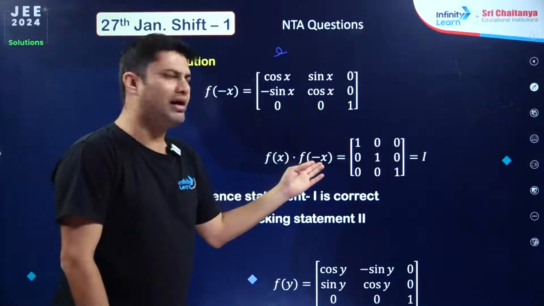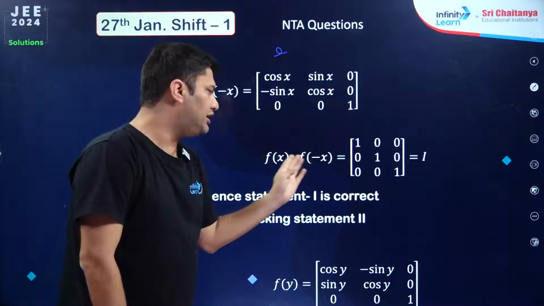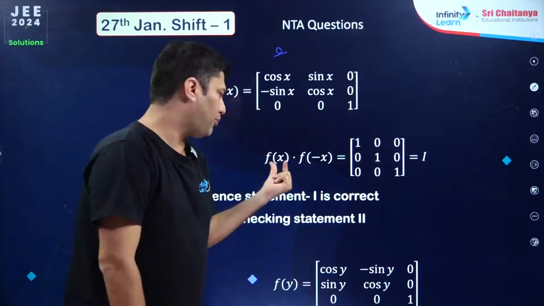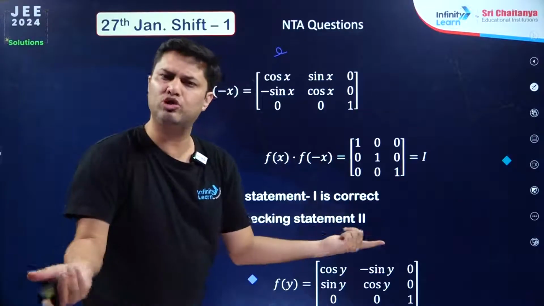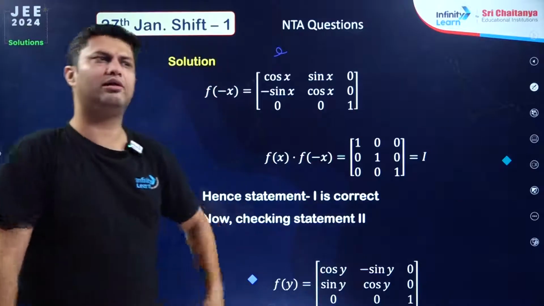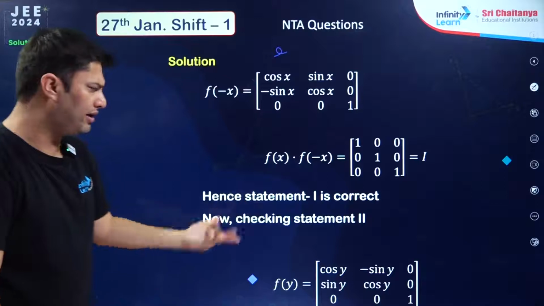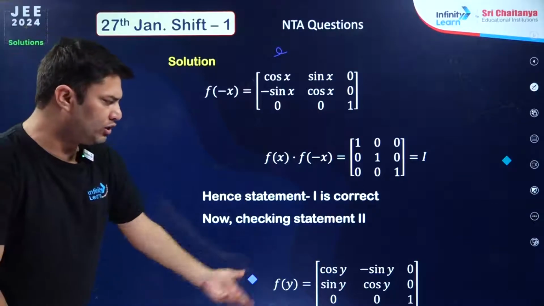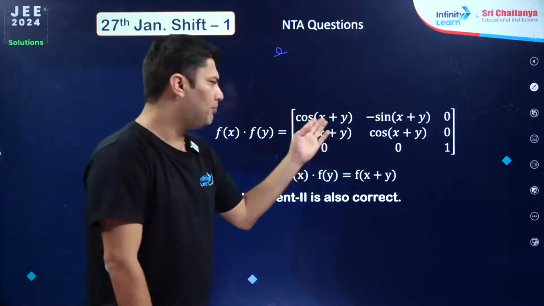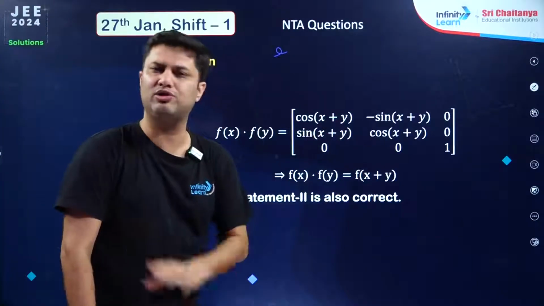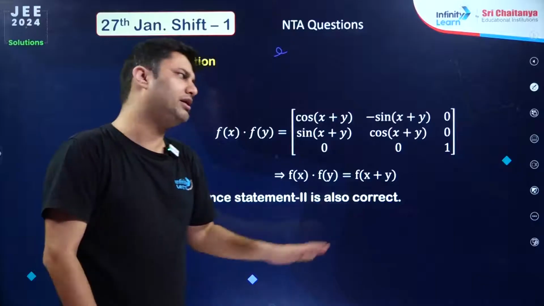F of x and f of minus x, the multiplication of these two will be equal to 1. And if the product of two matrices is the identity matrix, then definitely they are inverses of each other. This is also a nice process to solve rather than solving for the adjoint, but you can find it. And f x into f y, you just multiply and for sure it will convert into a compound angle formula and it is f of x plus y. So this is a really easy question, very, very easy.